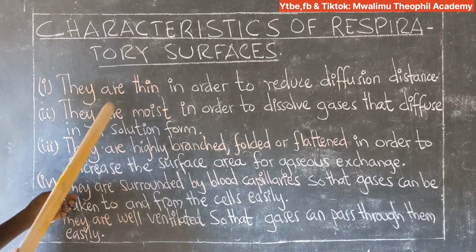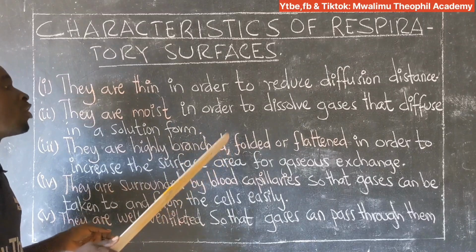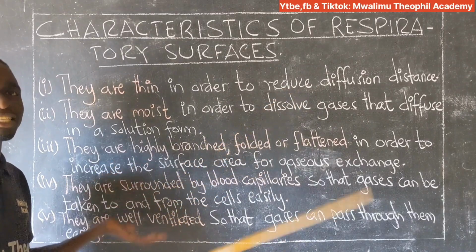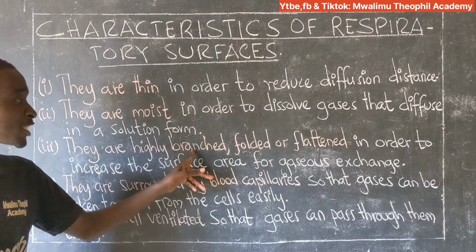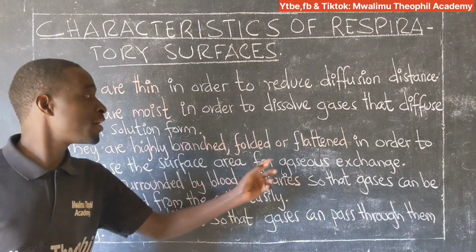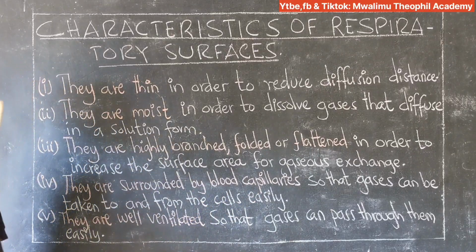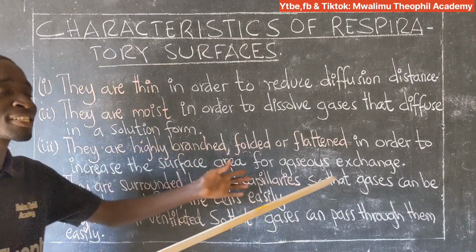Feature number three, they are highly branched, folded, or flattened in order to increase the surface area for gaseous exchange. Being branched, being folded, being flattened will make them have an increased surface area for the gaseous exchange to take place.